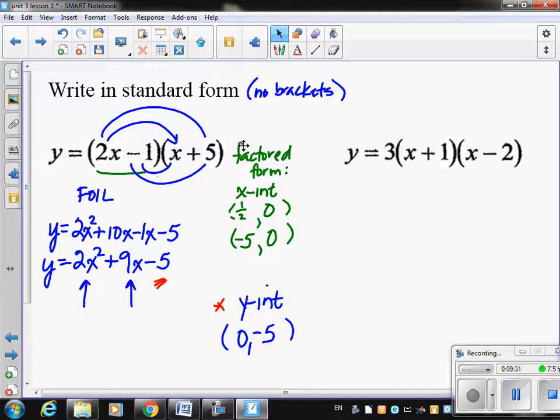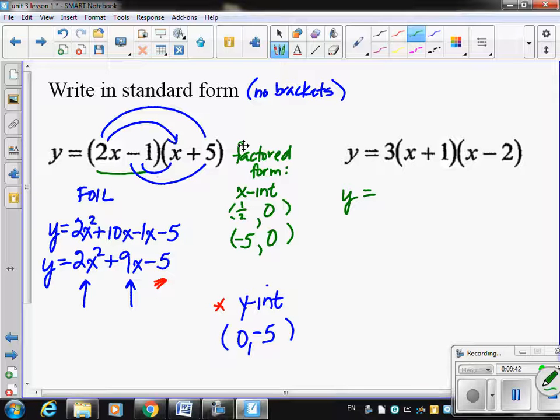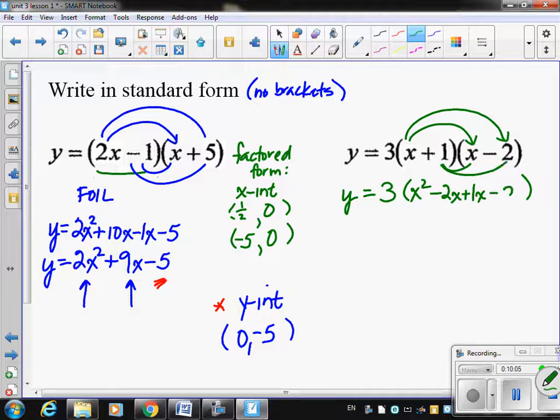Second example, we're going to write that one in standard form. We have to multiply, we do FOIL, and we have a 3 to deal with. My suggestion to you would be leave the 3 till later. Do your FOIL first. So we're going to write it in standard form with no brackets. Here's FOIL. x times x, x squared. Outside would be x times negative 2. Inside would be 1x, and lasts would be negative 2.